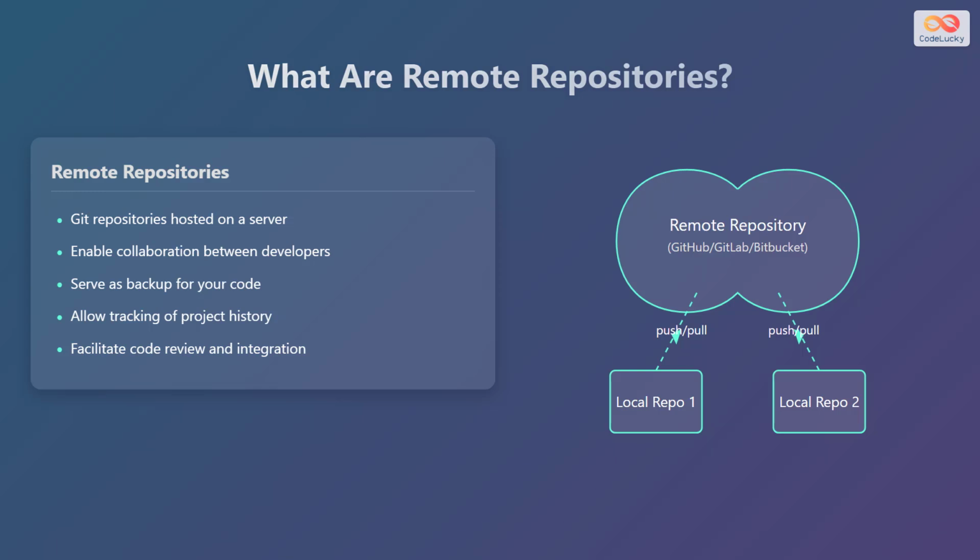So, what exactly are remote repositories? Remote repositories are Git repositories that are hosted on a server. These repositories are crucial for collaboration between developers, serving as a centralized location for code sharing and version control. They also act as a backup for your code, ensuring that your work is safe and accessible. Remote repositories allow you to track the history of your project, enabling you to revert to previous versions if needed.